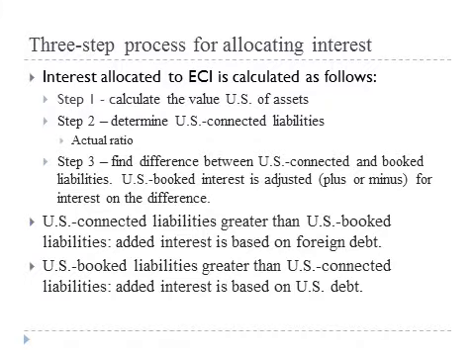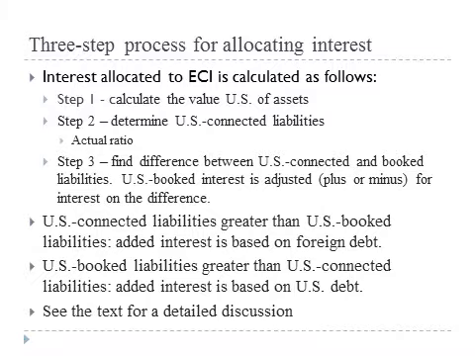If U.S. connected liabilities is less than U.S. booked liabilities, then the interest rate associated with U.S. debt is applied to the difference and subtracted from the U.S. interest. Note that the reduction of U.S. interest is referred to as scaling back. The elements of each step in this process are explained in the text.